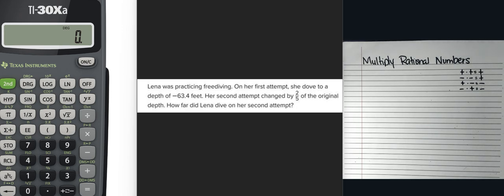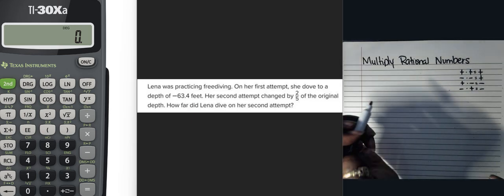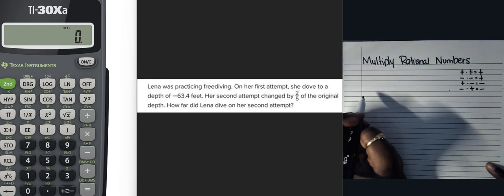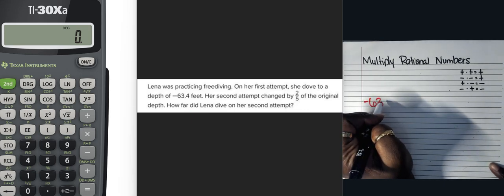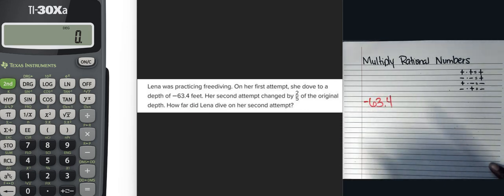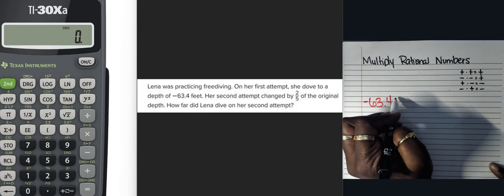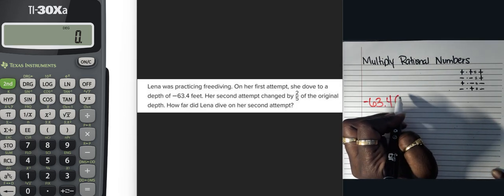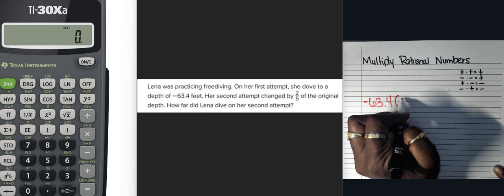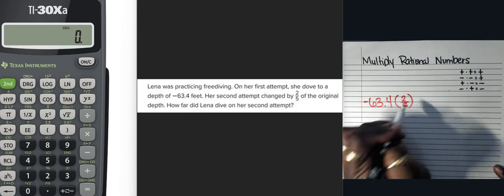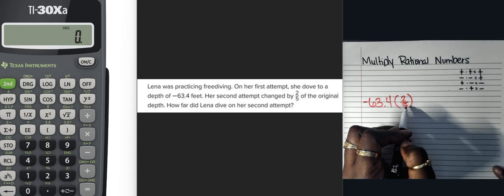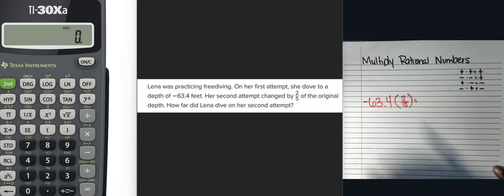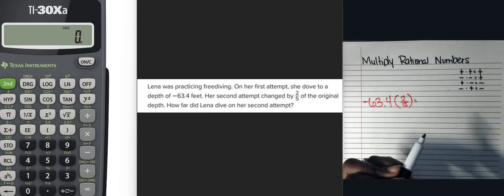So the first thing I want to write is what we know in terms of how many feet she went the first time. So the first time she was negative 63.4 feet. And the second time she went 2/5 of that amount. So 2/5 of the original amount. So this is the original times 2/5 of that is going to tell us how many extra feet she went.